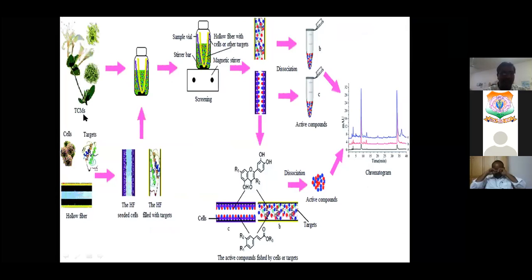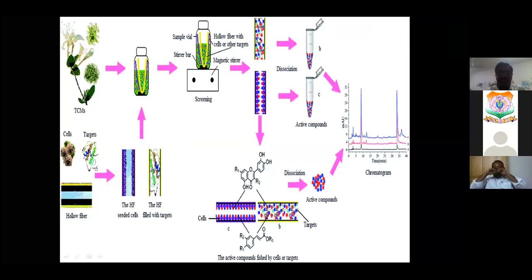See, this is the plant. Think of having an extract and cells with a particular target. This is the hollow fiber cells, seeded cells, and this is the hollow fiber cells filled with targets. Either you can see this or this, both are the same. They put it in a culture flask and stir this vial with the help of a magnetic stirrer.